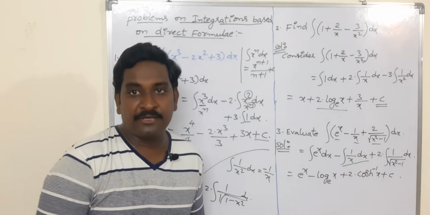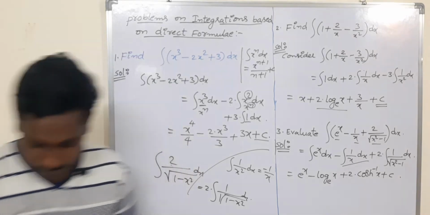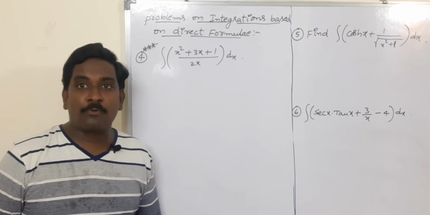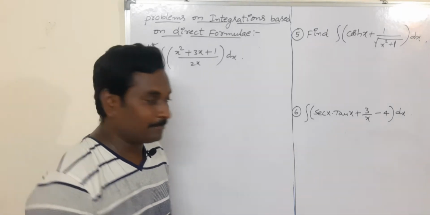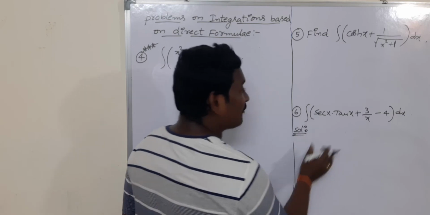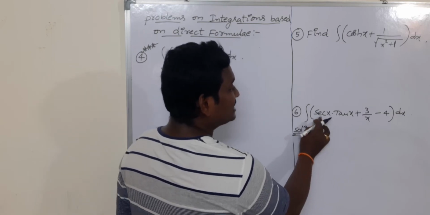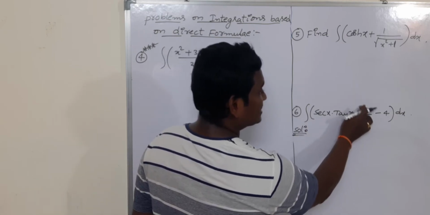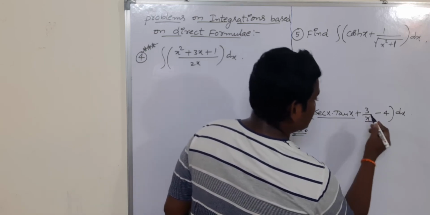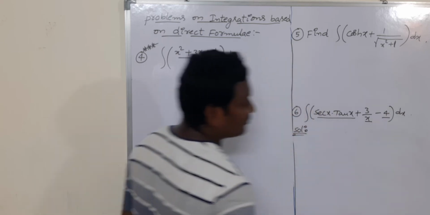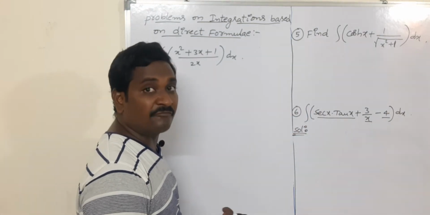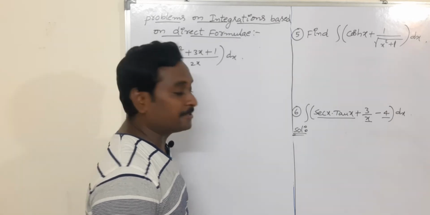Okay. I will give another set of problems now. These are the next set of problems. First see this problem. Here we have to find out the integration of secant x into tan x plus 3 by x minus 4. This is the first part, this is the second part, and this is the third one. Okay. Separate the terms by using the linear property and find out the integrations individually.